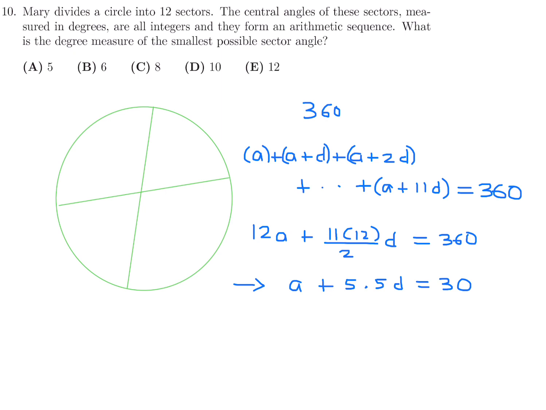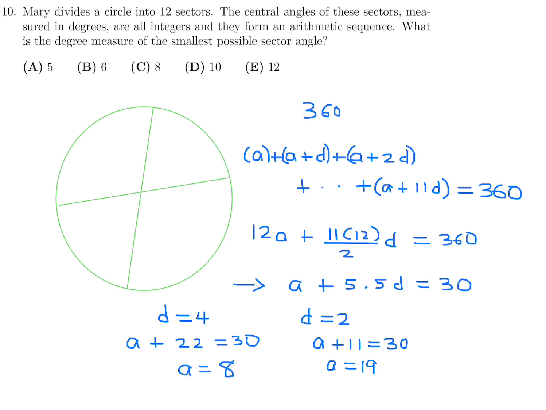All right, let's go with this. It's an integer, so this has to become an integer. That means D must be even. So if D is 2, for example, I'll get A plus 11 is equal to 30, and therefore A is 19. Okay, well 19 is not one of the answer choices. Okay, keep going. How about if D is equal to 4? D has to be even in order for A to be an integer. Now I get A plus 4 times 5.5, which is 22, is equal to 30, and therefore A is 8. And that is indeed an integer, and that's one of the answer choices. So number 10, the answer is C.